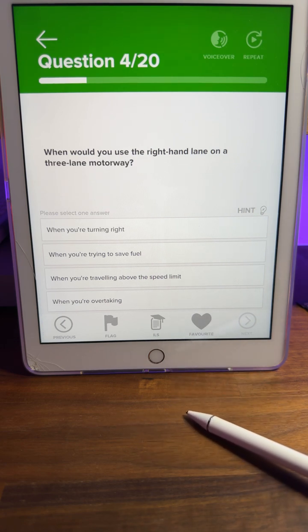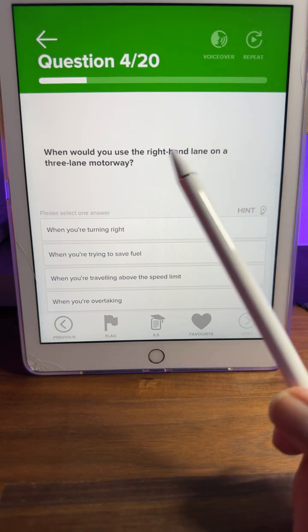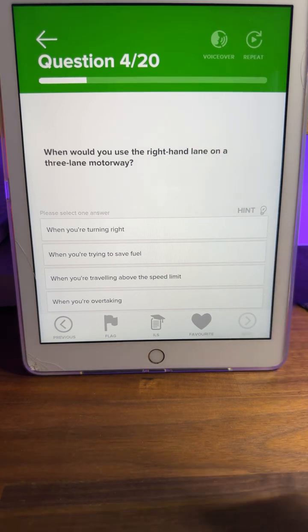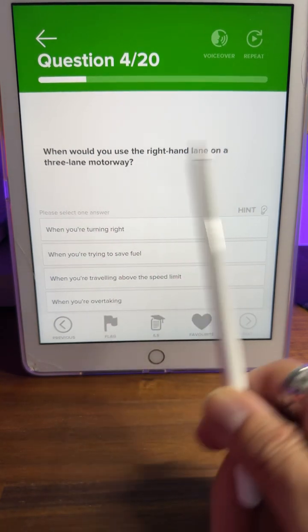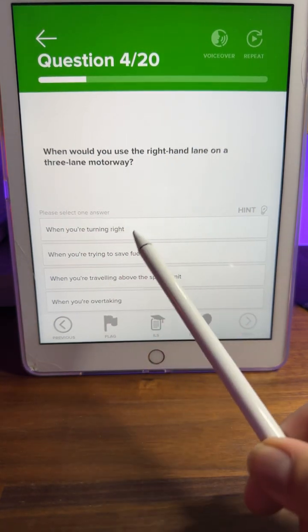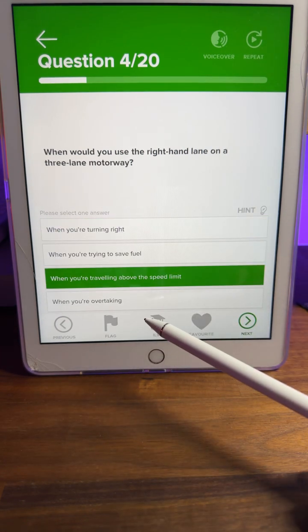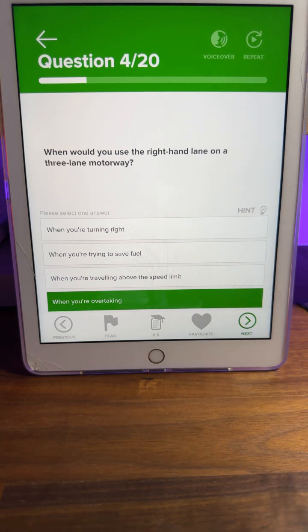Okay, question 4 is when would you use the right-hand lane on a 3-lane motorway? Pick out the keywords in this question, guys, and then think of what's the correct answer here, okay? When would you use the right-hand lane on a 3-lane motorway? So just think right lane motorway, okay? Is it when you're turning right, when you're trying to save fuel, when you're traveling above the speed limit, or when you're overtaking? A, B, C, or D?